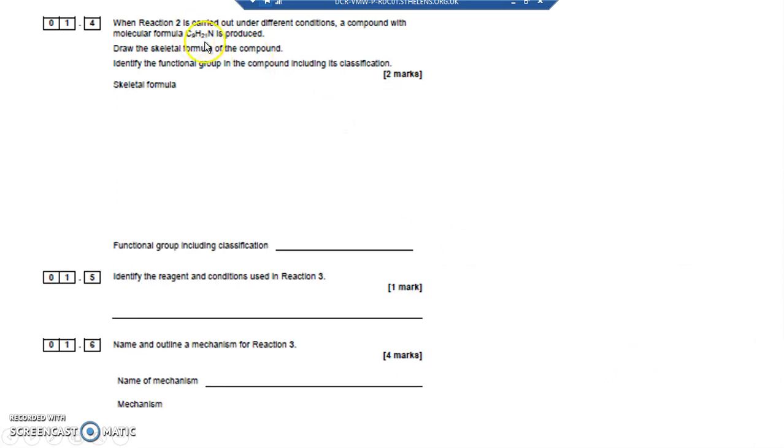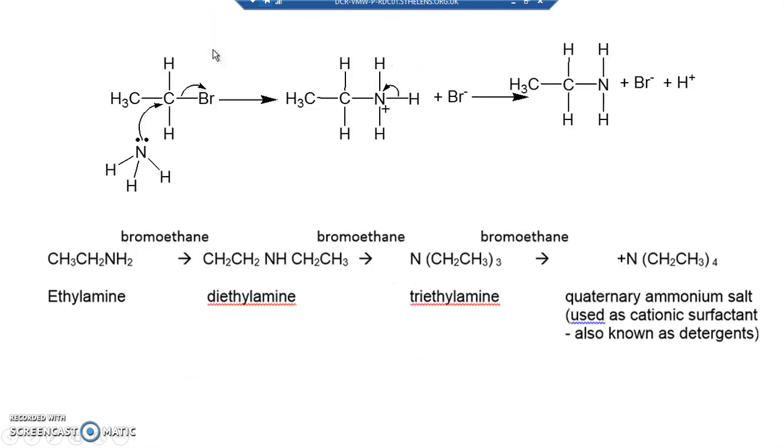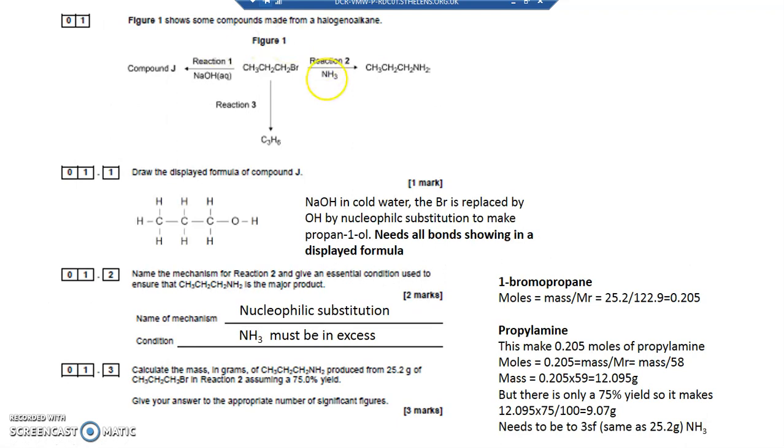I've got C9H21N is produced from reaction 2. So let's have a look at reaction 2. So reaction 2 involves propylamine being made, propylamine here, from 1-bromopropane. So once you've actually made this, the NH3 reacts and replaces with nucleophilic substitution the Br, and you make this.